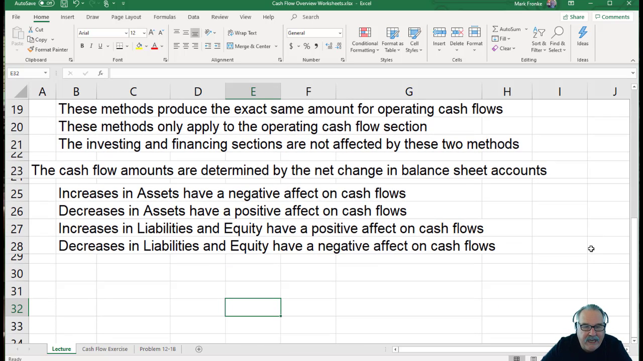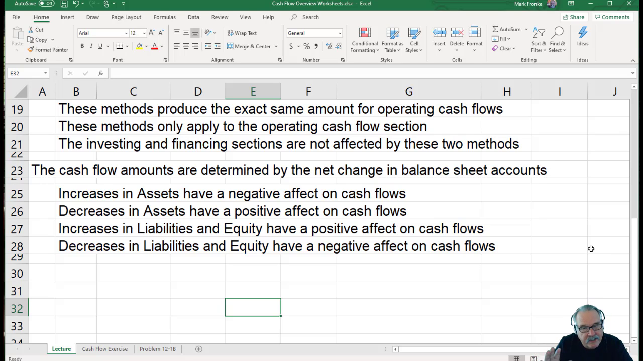What we're going to do is take the balance sheet at the beginning of the year and the balance sheet at the end of the year, and we're going to calculate the net change. And then using those net changes, we're going to plug them in as either an operating, investing, or financing activity.